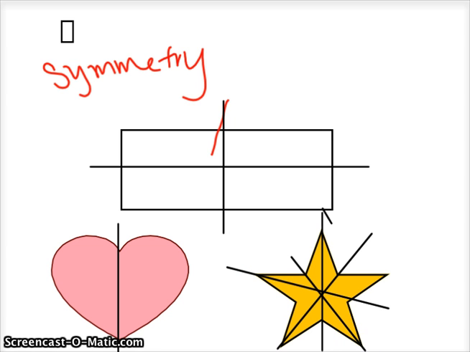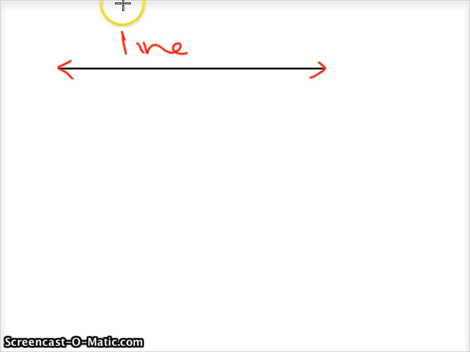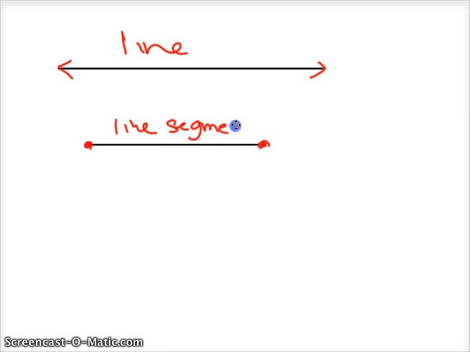Okay, and then we had lines, line segments, and rays. Remember, lines go on and on in both directions. They have arrows on both ends. This is a line. A line segment has endpoints on both ends. This is a line segment. A ray has an endpoint on one end and goes on forever in the other direction.